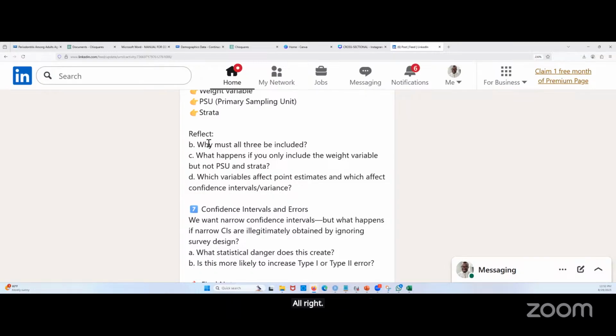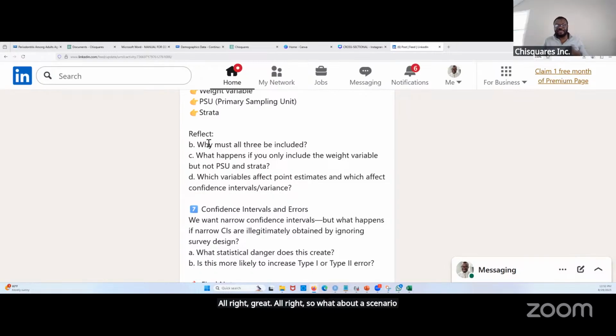All right. So what about a scenario where we have weights and, let's say, cluster PSUs, but not strata? Who can give us an example of that scenario? We have weights and clusters, but not strata.